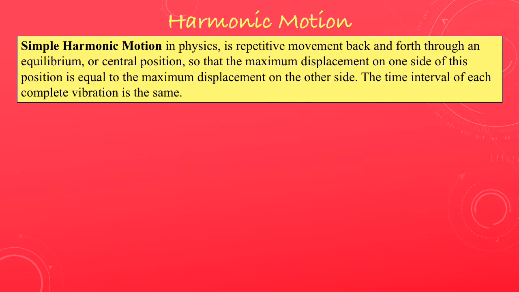Simple harmonic motion in physics is repetitive movement back and forth through an equilibrium or central position so that the maximum displacement on one side of this position is equal to the maximum displacement on the other side. The time interval of each complete vibration is the same. There are a number of examples of simple harmonic motion. Let's look at some of them.